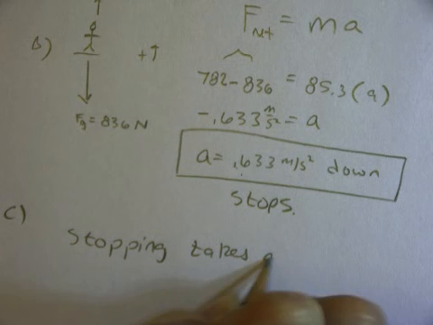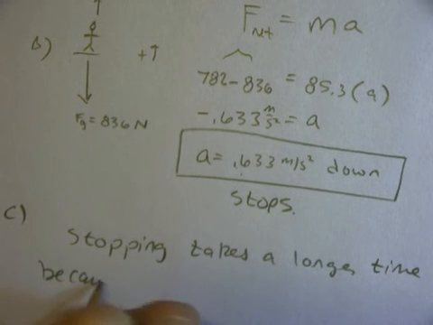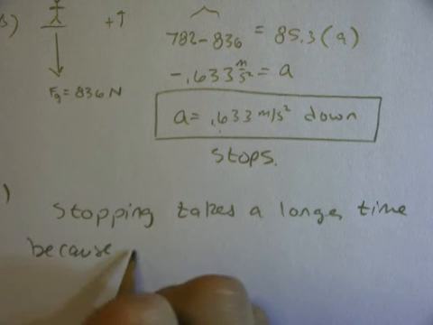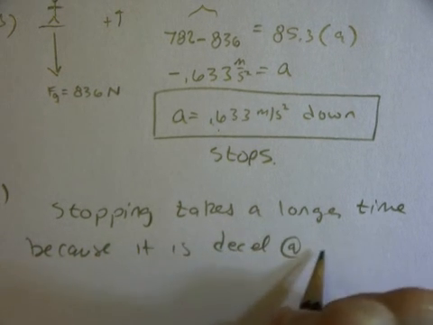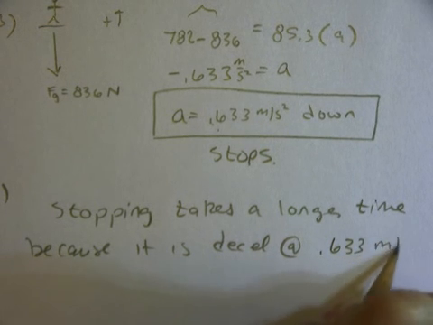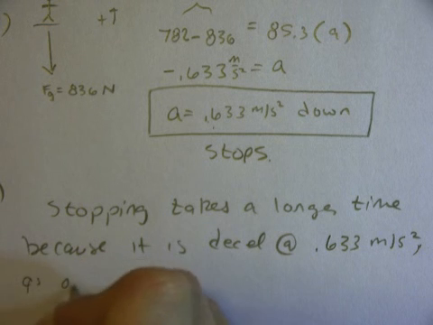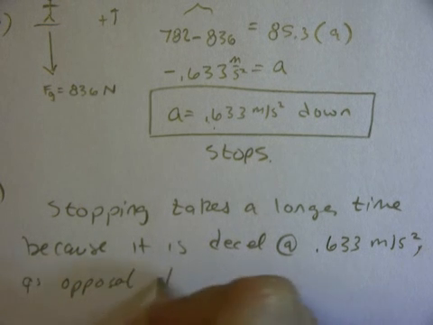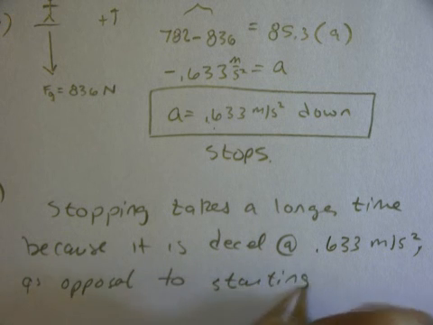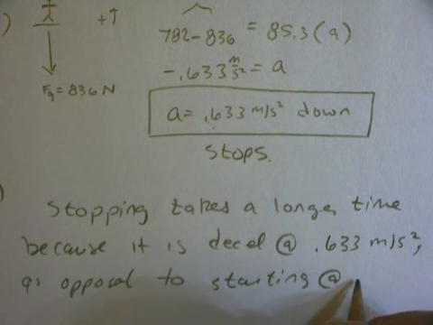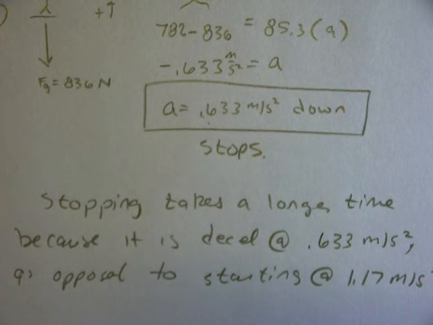Stopping takes a longer time because it is decelerating at 0.633 meters per second squared, as opposed to starting at 1.17 meters per second squared. So it's almost like starting twice as fast, then it stops.